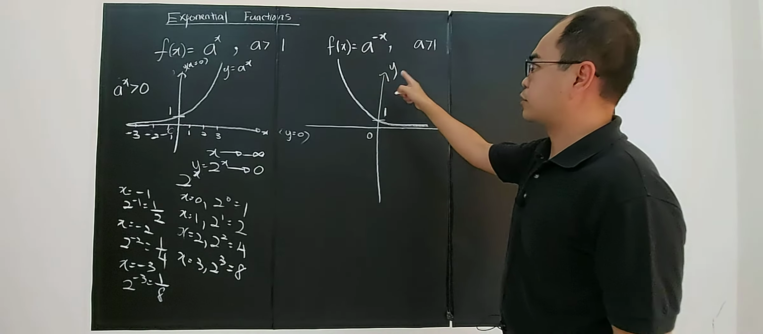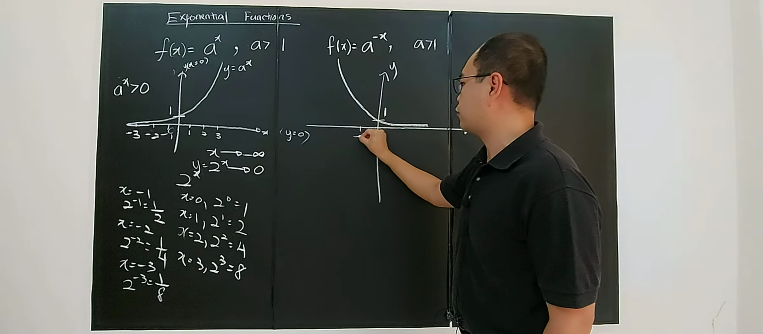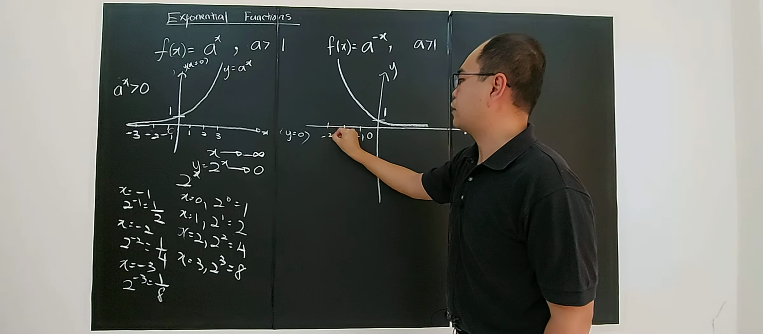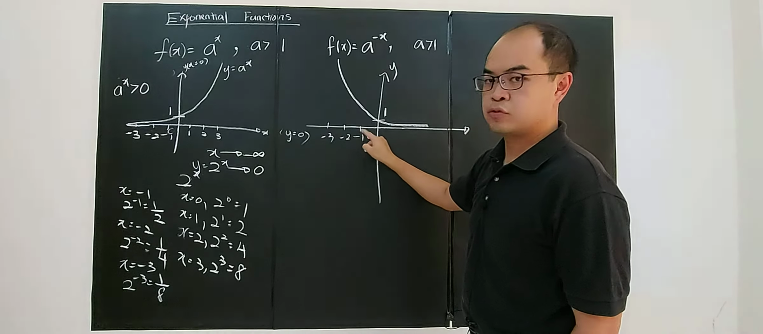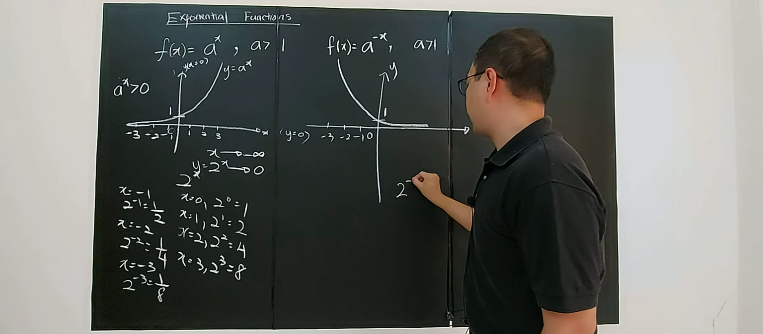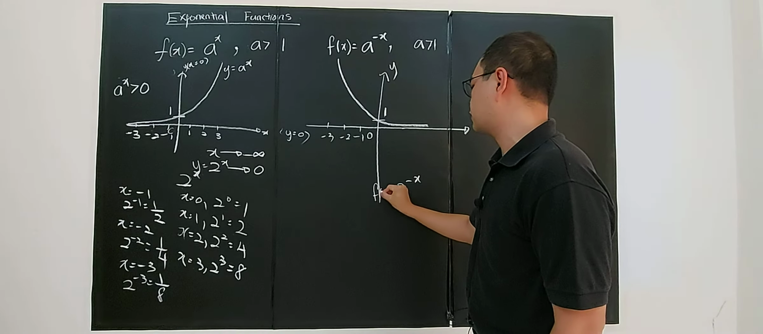But this one will be different, right? As the number gets more negative, it will get more positive here. Okay, I hope you understand what I mean. As the number gets negative, you try to see if this is negative 1. For example, your f(x) is 2 to the power of negative x.